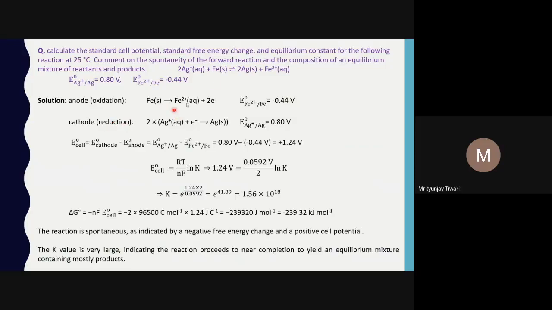And the cathode reaction will be what? It is the reduction reaction. And what is the reduction? It is Ag+ giving Ag solid. So Ag+ will accept 1 electron to give Ag solid. But we know that 2 electrons are being removed per atom of iron. So we need 2 Ag+ ions to consume these 2 electrons.